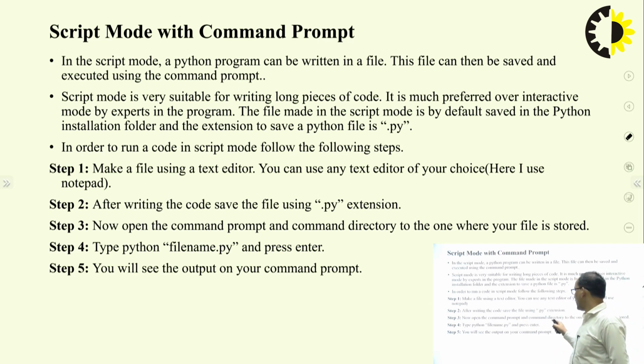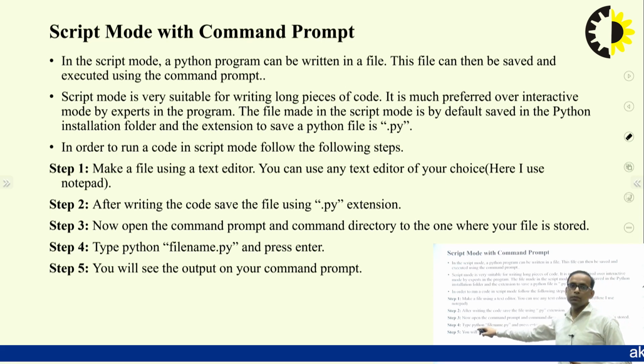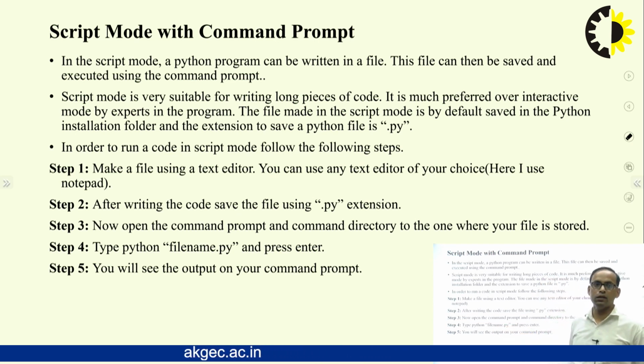On the command prompt, at first we have to go to the directory or folder where we have saved our Python program, so we set the path of that folder. After that we type the python command, which is used to execute a Python program. Then we type python and the file name .py. After that we press enter, and after pressing enter, the output will appear on our command prompt.